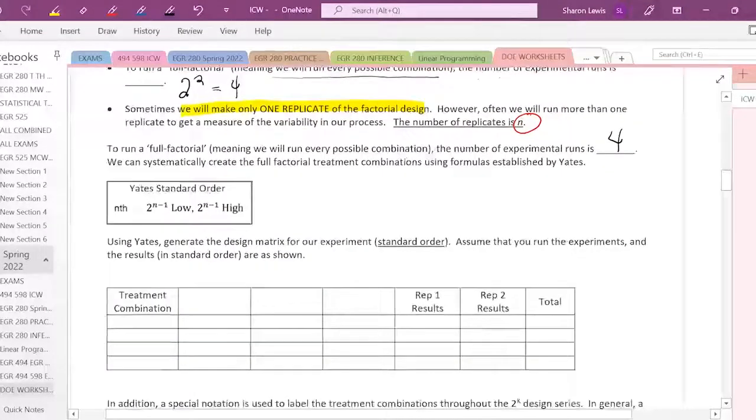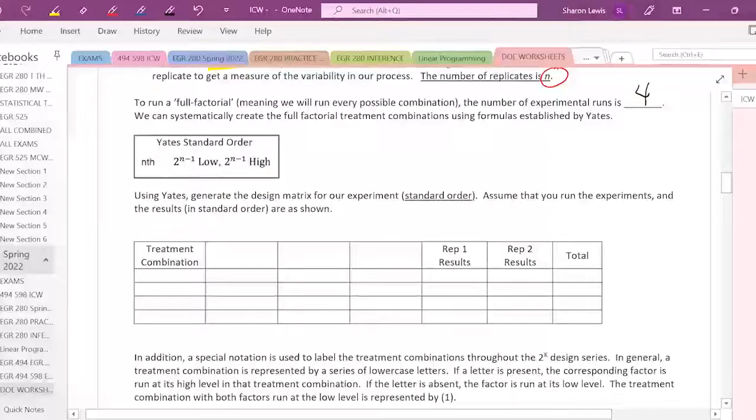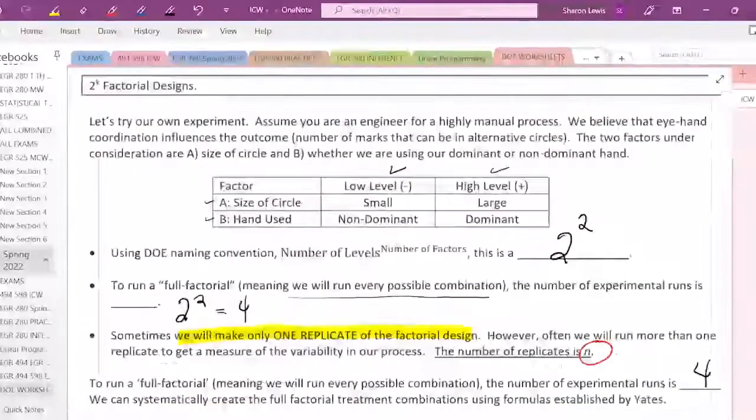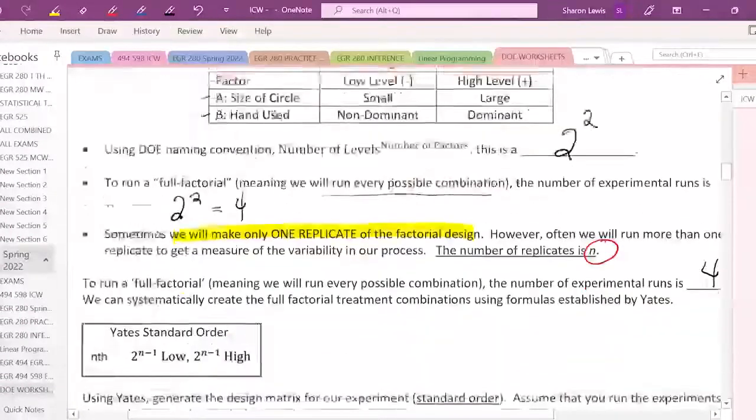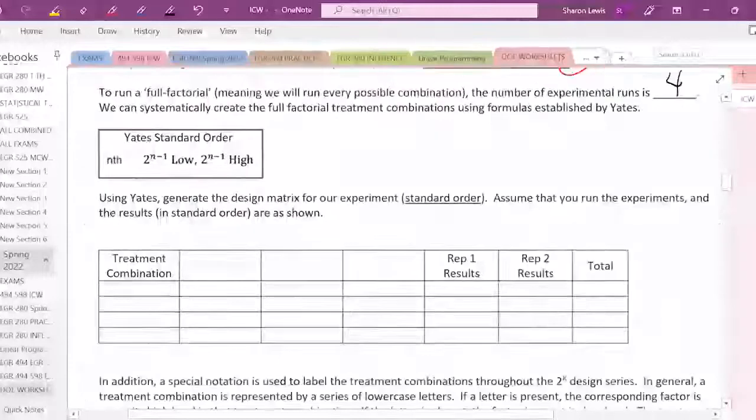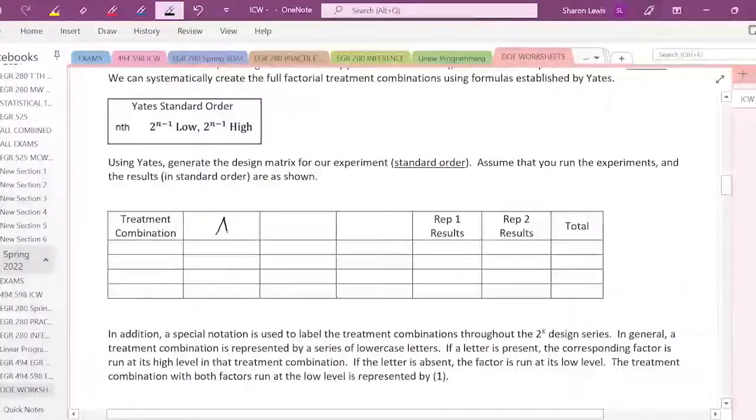Now I'm starting over. Let's start with this: we want to look at 2 levels of 2 factors. So now let's create our design matrix using Yates, 2 to the n minus 1. It's right here: 2 to the n minus 1 low, 2 to the n minus 1 high.